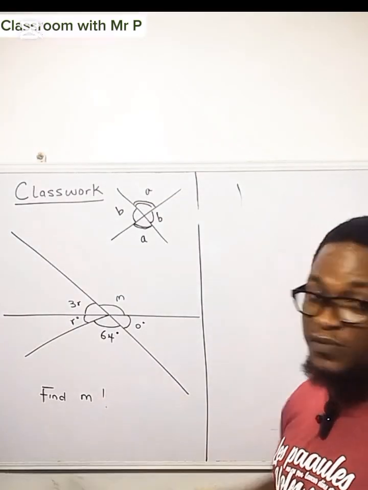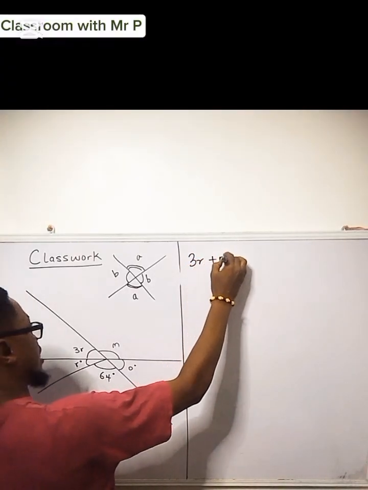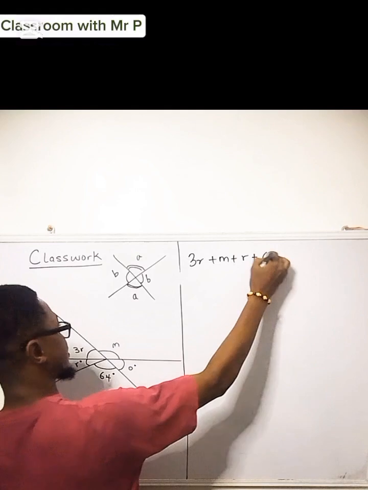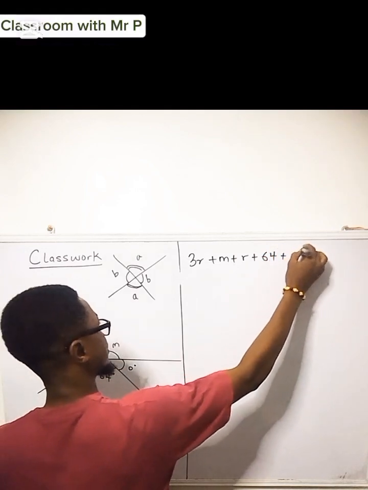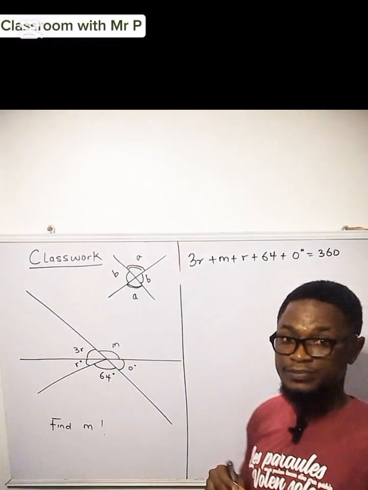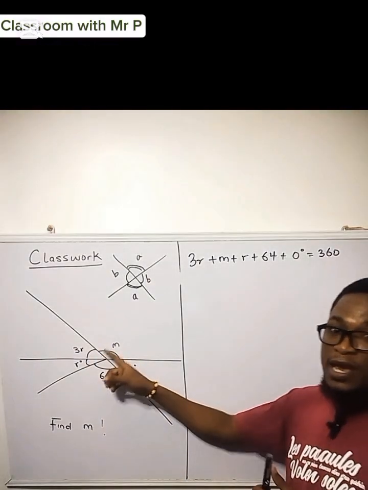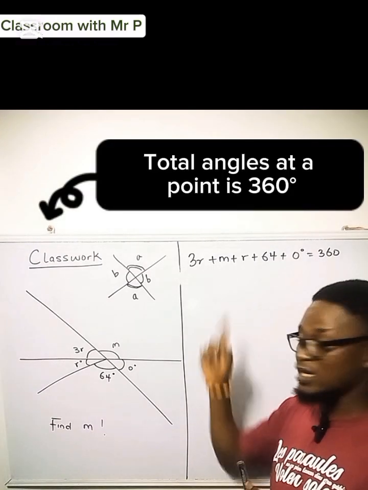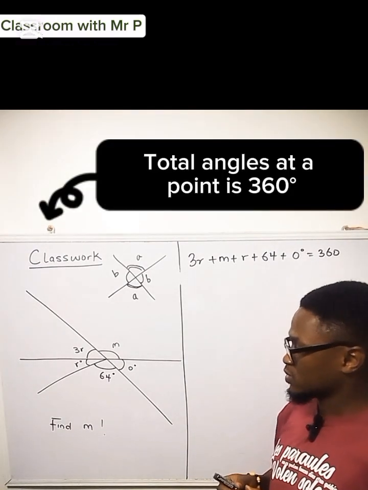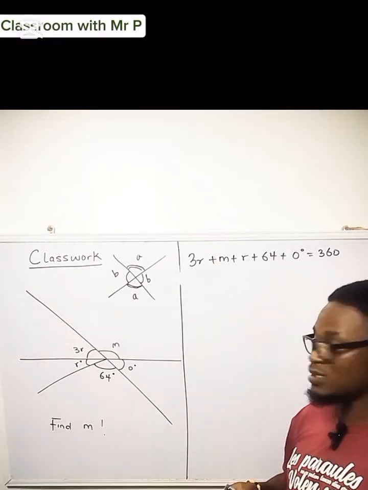So let's try and solve this. We have 3R plus M plus R plus 64 plus O degrees equals 360. So you can see what I did. I just added all the angles. Everything is equal to 360. Okay, so if I look at this, I can see two vertically opposite angles.